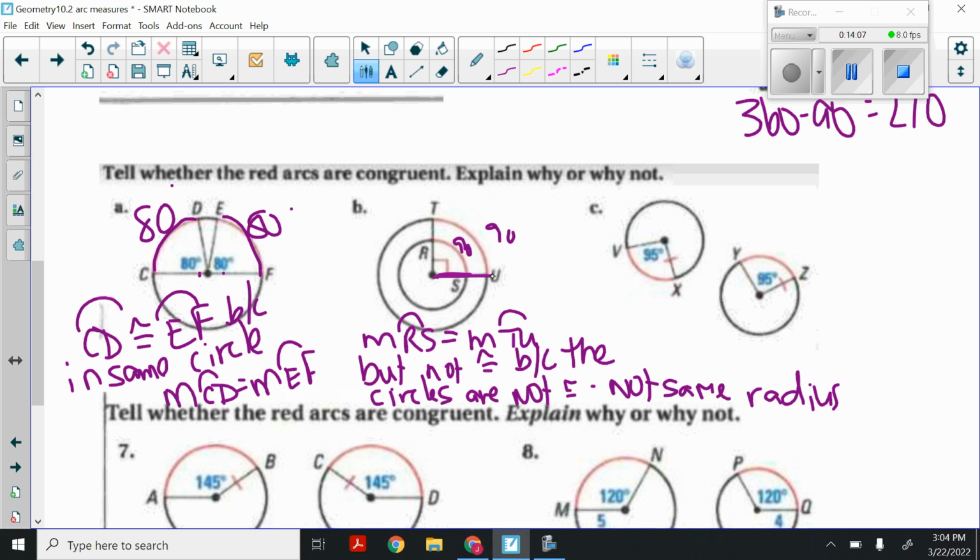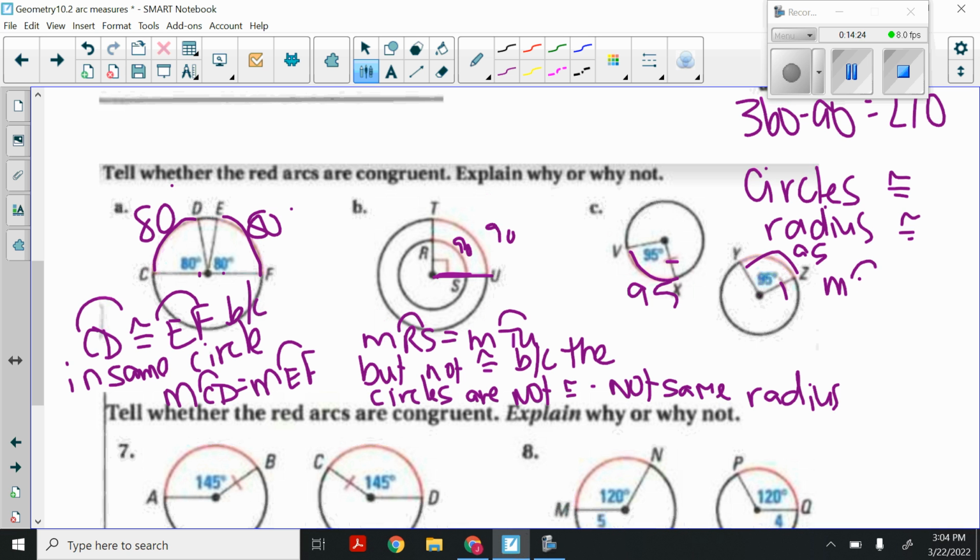And C, I see that my circles are congruent. Okay, so I see that my circles are congruent because the radiuses are the same. Both my radiuses are marked with one tick mark. So then this is 95 and this is 95. So the measure of arc VX equals the measure of arc YZ. And since the circles are congruent, therefore arc VX is congruent to arc YZ.